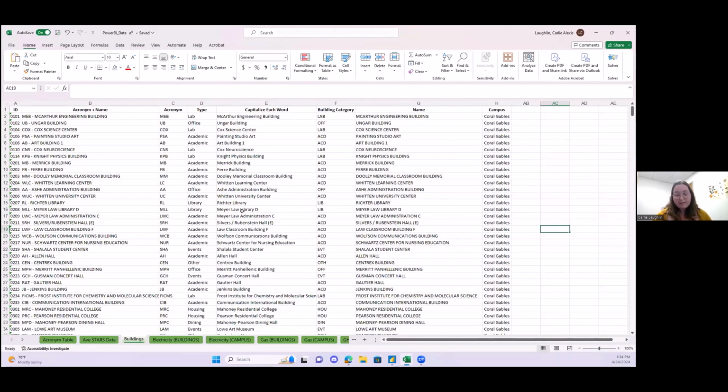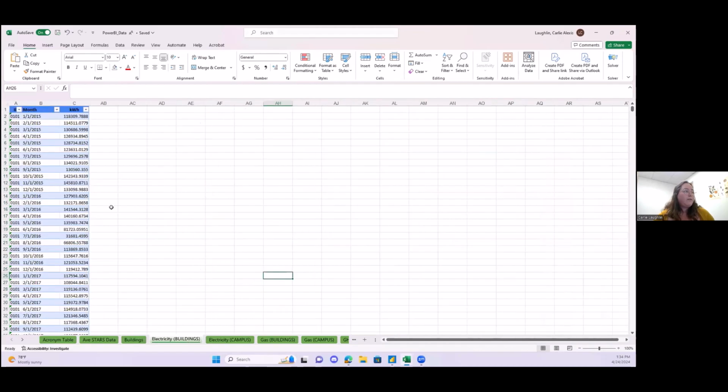This is what the spreadsheet is going to end up looking like on the back end. So this is my buildings tab, building ID here, and then building category along with the names. For electricity, this is what it ended up looking like when I downloaded the different reports. I just have it set up in a table with the building ID, the month it's associated with, and the utility usage.